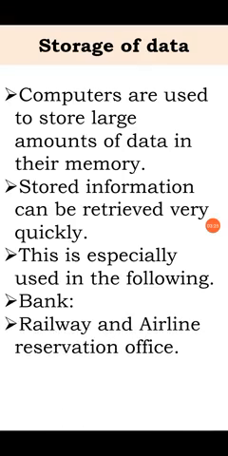Next, railway and airline reservation offices. In these, computers are used to store information about various trains, flights, ticket booking and seat reservations.